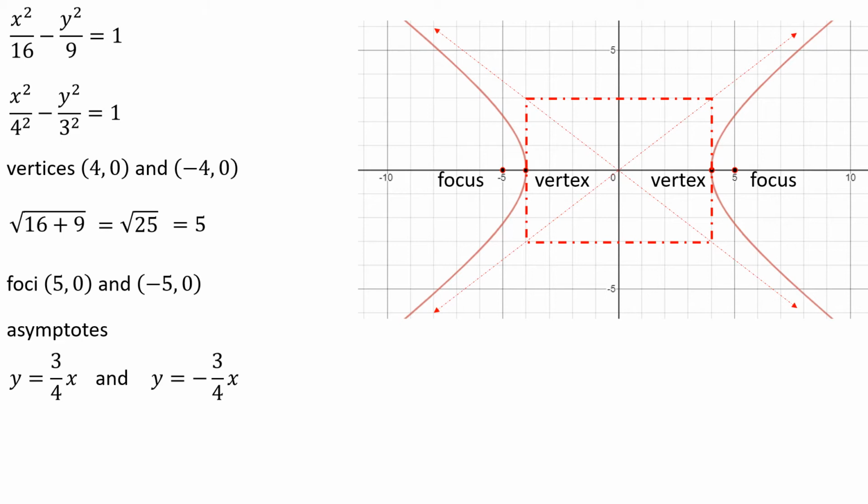And notice I was able to figure out the equations of the asymptotes, right, in the format of y equals mx plus b. The slope of one of the asymptotes is positive 3/4. The slope of the other asymptote is negative 3/4. And of course, since I go through the origin, in each case, b, the y-intercept, is 0.